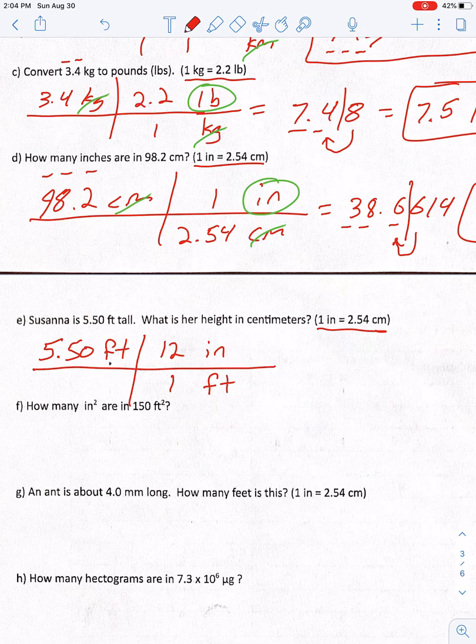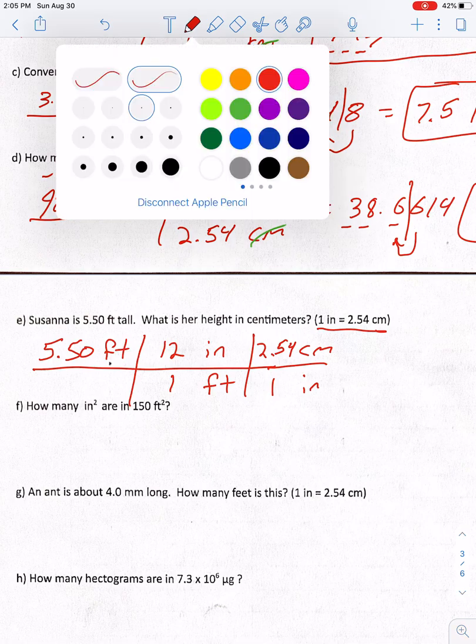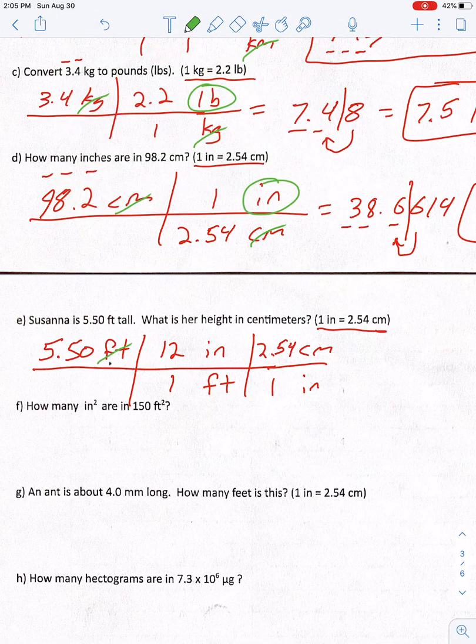Okay, it wanted centimeters, so I'm not done. So I'm going to draw another line. And I know inches is going to go on bottom next. And now I can go to centimeters. So I know 1 inch equals 2.54 centimeters. So let's look at our units real quick, make sure they cancel out. So feet and feet cancel out, inches and inches cancel out, and now I'm in centimeters, so I am done with that part. Now multiply everything on top.